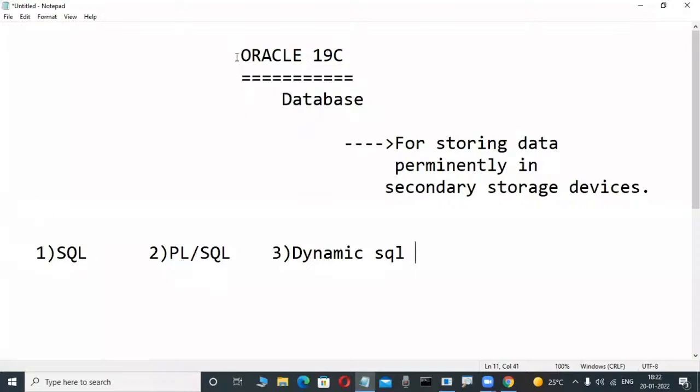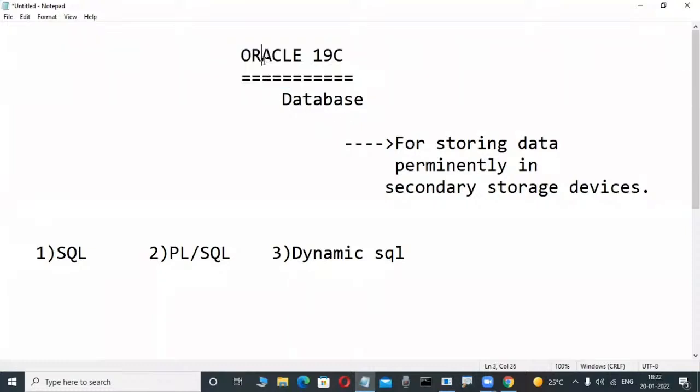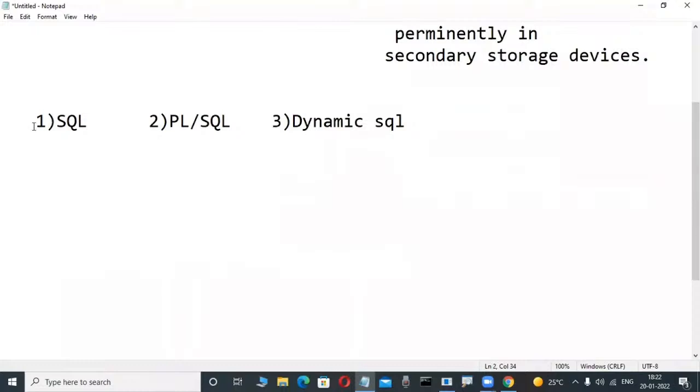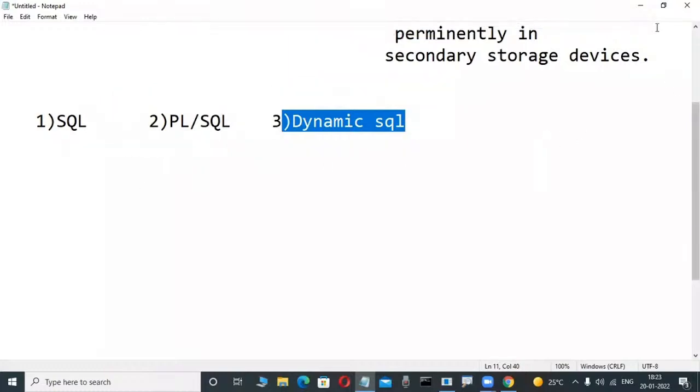That's why observe here, Oracle is a product from Oracle Corporation. If you want to operate this relational database product, which languages are we learning? One is the SQL language, another one is PLSQL, and another one is dynamic SQL. These three languages we are learning in our course. Most powerful.